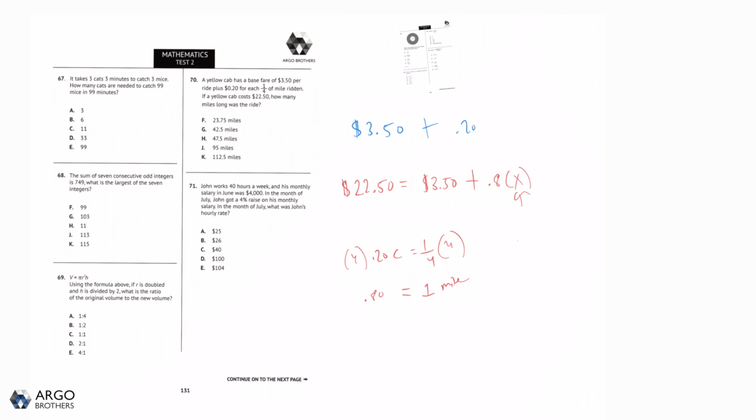And now I can go ahead and solve this equation. I have to subtract 3.50 on both sides, and then I will divide this value by 0.8, and I should get that x is equal to 23.75 miles. I actually won't show the math. You can go ahead and do the math yourself. I actually went over this problem in a previous video, so double check that you're doing this question correctly, and hopefully you get the right answer, which would be 23.75 miles. Answer choice F.